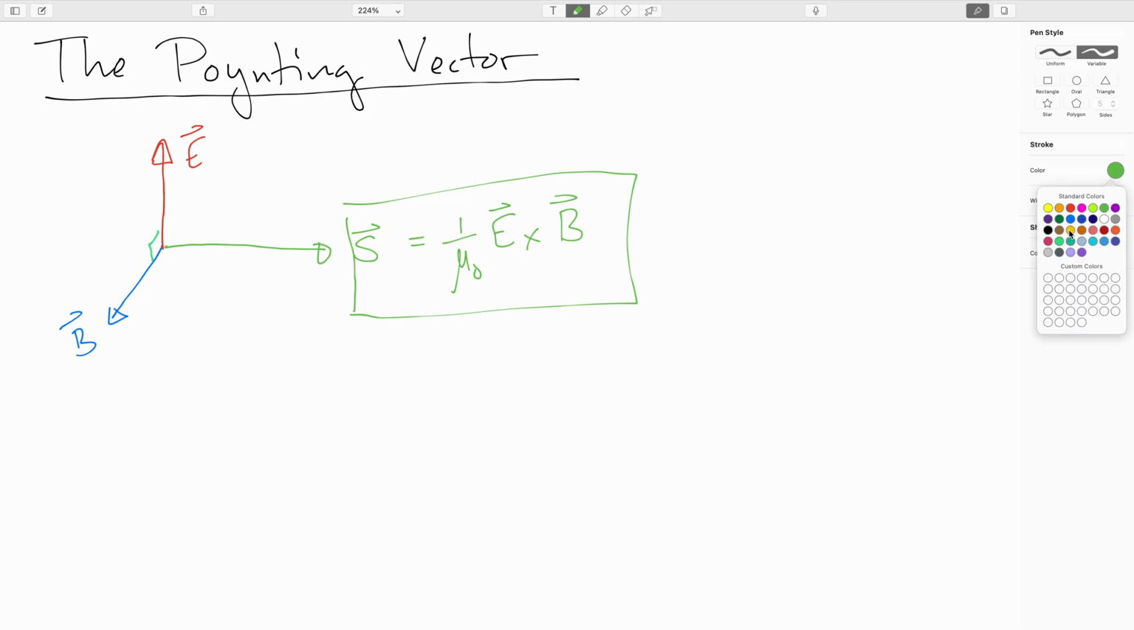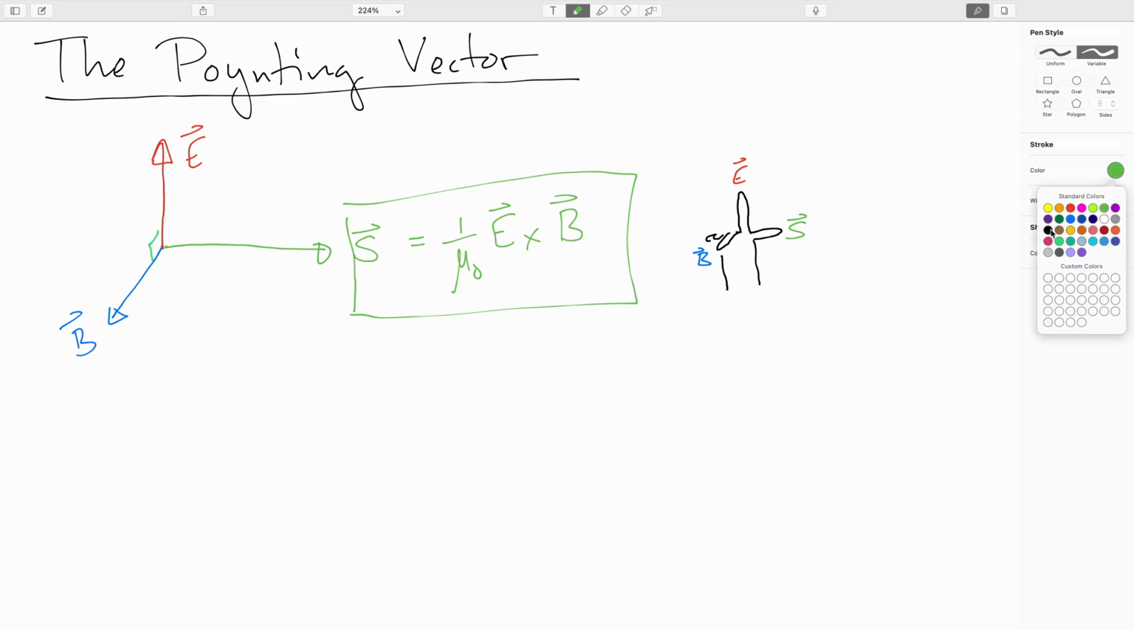So I'm going to attempt to draw a right hand here, and it's probably not going to go too well. But if this is my thumb, and this is my index finger, and this is my middle finger pointing out like that, then what you do is you put the electric field on the index finger of your right hand. You put the magnetic field on the middle finger of your right hand, and the Poynting vector will point along your thumb.